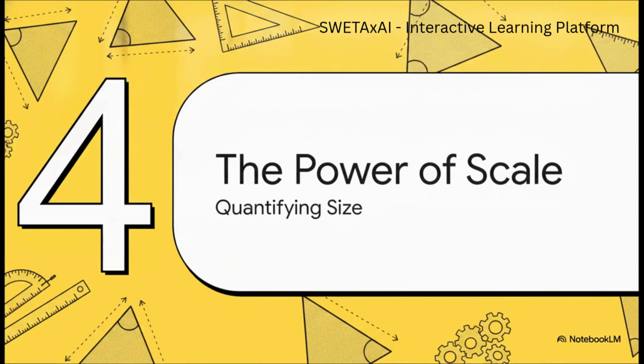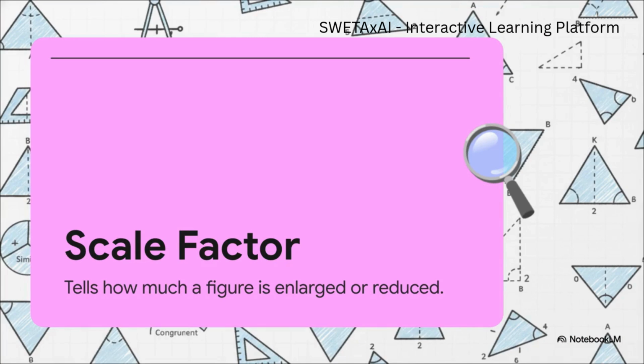Which brings us to Section 4, the power of scale. How do we actually measure this stretching and shrinking? We use the scale factor, which is usually just called K. The formula is super straightforward. Scale factor equals the new length divided by the original length. Think about it like this. Let's say your original triangle has a side of 5 centimeters. Now, in a similar larger triangle, that corresponding side has grown to 15 centimeters.